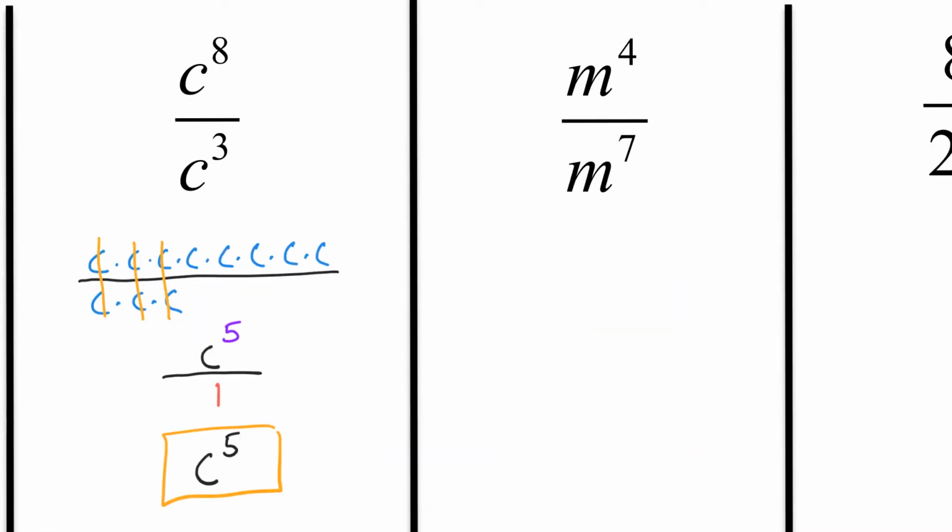The next one, I really want you guys to compare with the previous example with the c's because the answer is a little bit different. You do subtract the exponents, but I told you that with property number 4, when you subtract the exponents, you always subtract the top minus the bottom. So 4 minus 7, that's a negative exponent. 4 minus 7 will be negative 3.